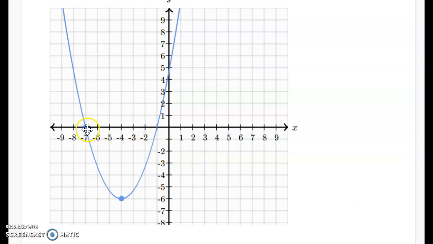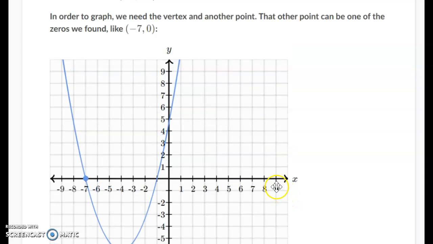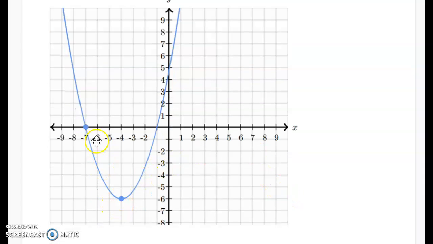Remember, -7 and -1 cross right at the x-axis. And then our vertex point was -4, -6. So on the graphing tool, all you have to do is take your mouse and click on these points, and you can move the graph around, and that's how you would graph it. And that's it, you're done.